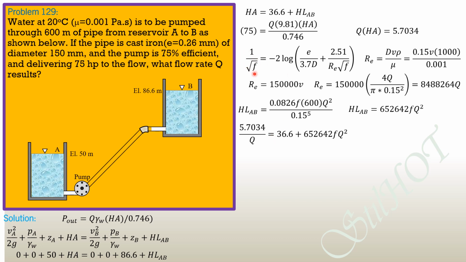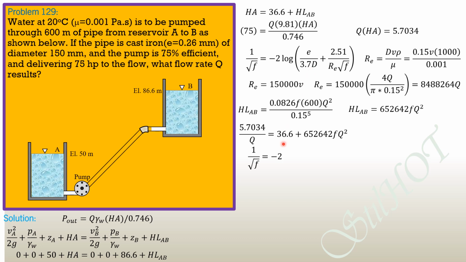the left side of the equation should be equal to the right side of the equation. So we have to try values of F until such time that the left side of the equation is equal to the right side of the equation. So one good value, the common value, is 0.02.